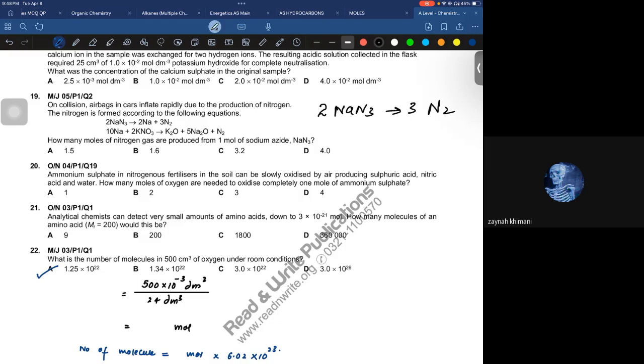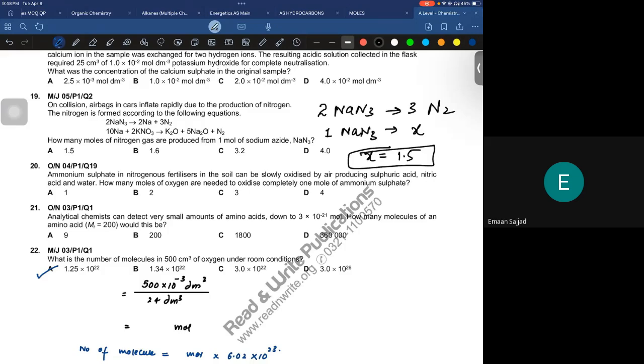Okay. So if I have 1 mole of NaN3, what is the value for X? X would be equal to what? 1.5. Exactly. This is according to equation number one.